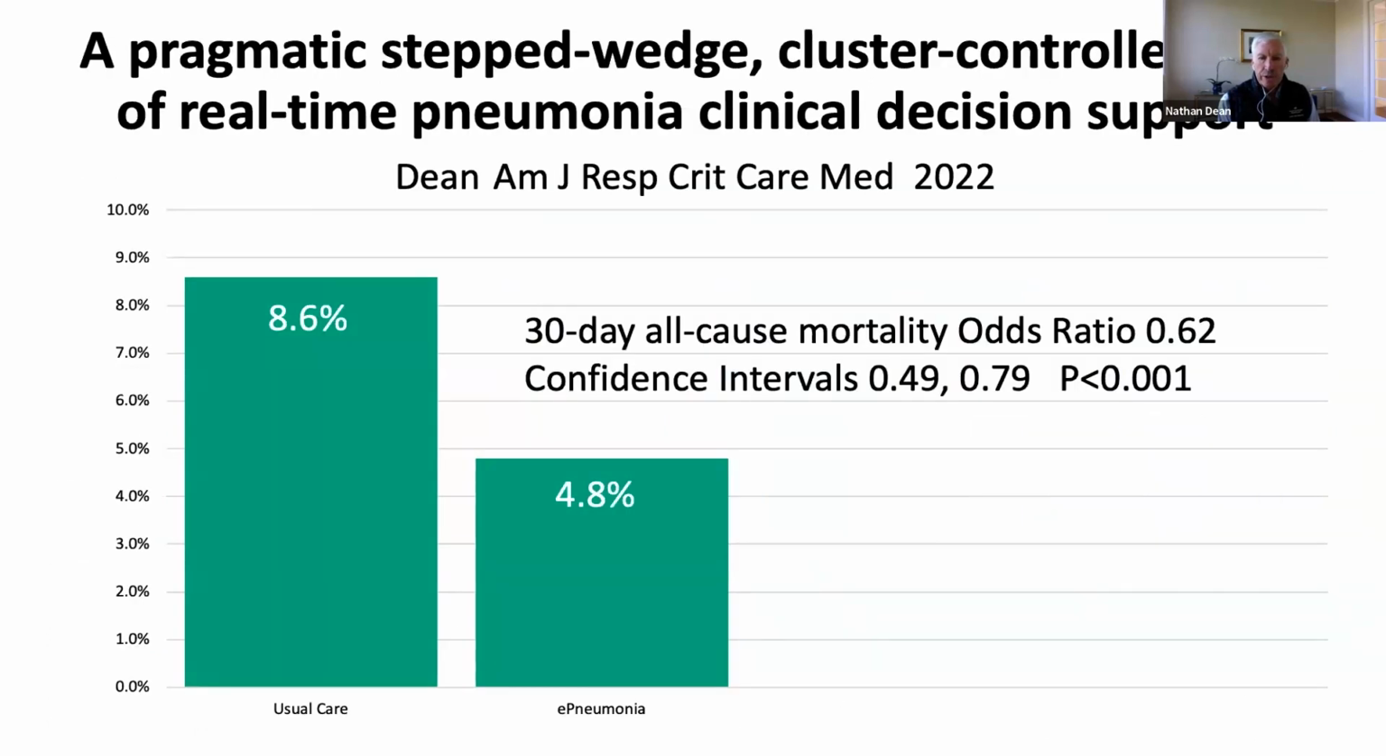So we published this as well, about a year ago in the American Journal of Respiratory and Critical Care Medicine. Interestingly, our results were very similar to the prior study. These were different hospitals and a stepwise deployment. The absolute mortality difference was a little bit larger. The adjusted odds ratio was about the same. Again, there was a significant reduction in mortality after deployment of e-pneumonia. Next slide.